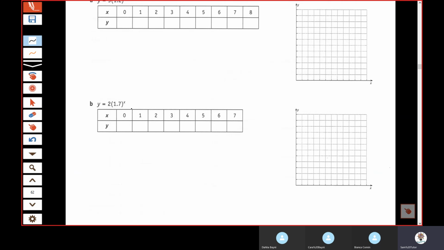This one here, B. Let's do that one. So x is 0, 1, 2, 3, 4, 5, 6, 7. And all you're going to do right now is just sub it in. But let's just make sure. So, where's my calculator? Okay, hold on. I'll grab my calculator. Bianca, start subbing. Just be careful, it's a power. So it's going to look like this: 2 bracket 1.7 to the power of 0, to the power of 1, to the power of 2. And then I'm just going to go grab my calculator.